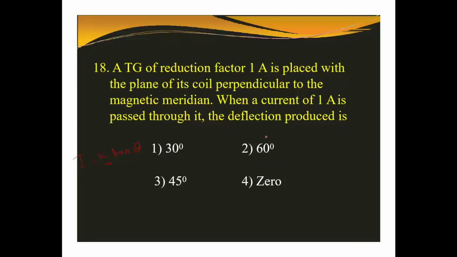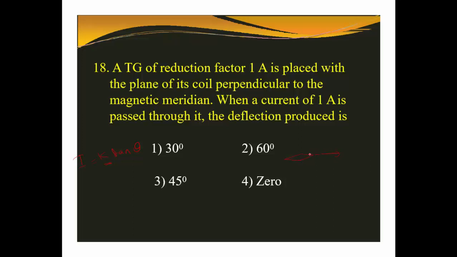K means reduction factor for 1 ampere. It is placed with the plane of its coil perpendicular to the magnetic meridian. When a current of 1 ampere passes through it, the deflection produced is, see here, any coil which is kept in the magnetic meridian, when a current passes, the needle will be along the magnetic meridian.